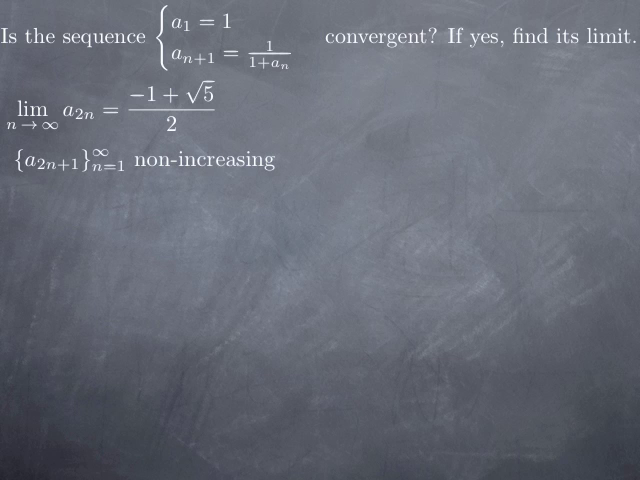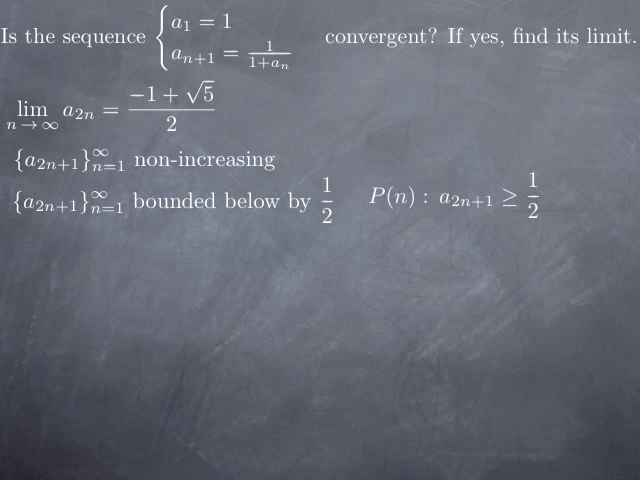Now we can look at the subsequence with odd indices, and we've seen that with a similar argument we could easily prove that it is non-increasing. And on the other hand, if you look at the picture we had at the beginning of this exercise, it is easy to convince yourself that this sequence is bounded below, for instance, by 1/2, which can be easily proved by induction, setting for the property we want to prove a indexed by 2n plus 1 greater or equal to 1/2. It is true initially when n is 1, because a3 was 2/3, which is greater or equal to 1/2.